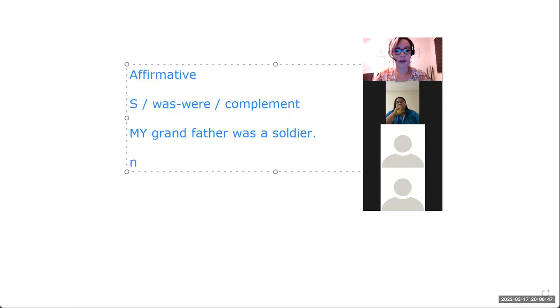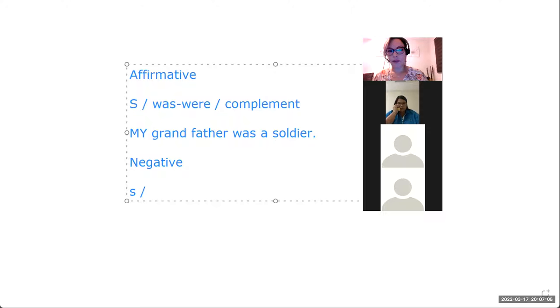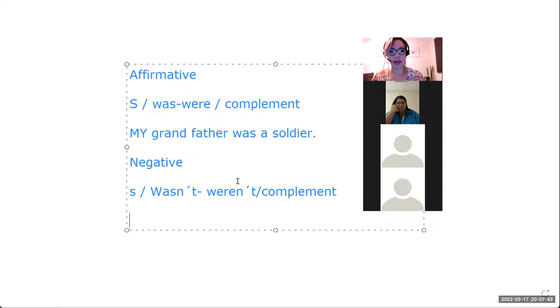Now, how do we make negative statements? Do you remember? We need the subject. After the subject? Wasn't or weren't, depending on the subject. And after that? Complement. A soldier. So if I want to write this same sentence, I just need to add not after was, right? And I said, again, my grandfather wasn't a soldier.